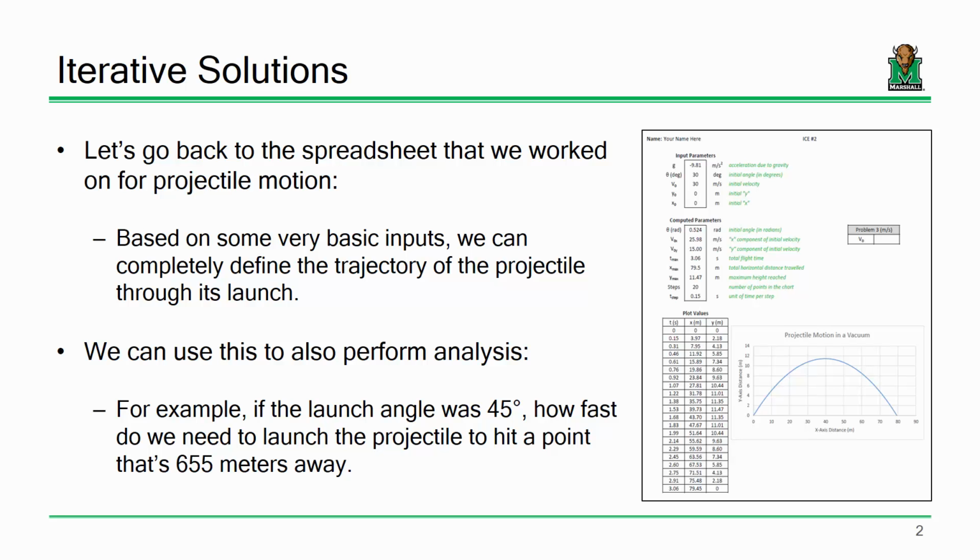Let's be clear. The only real input on that spreadsheet was the acceleration due to gravity, which I would argue is not an input because it's a constant, unless we're on Jupiter. Anywhere on Earth, gravity is going to be negative 9.81 meters per second squared.